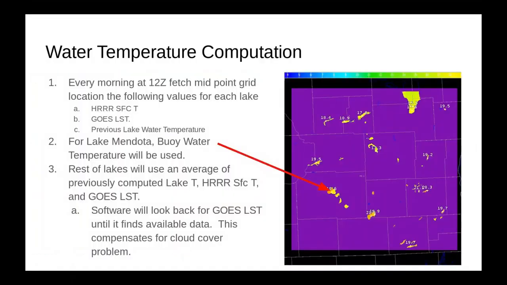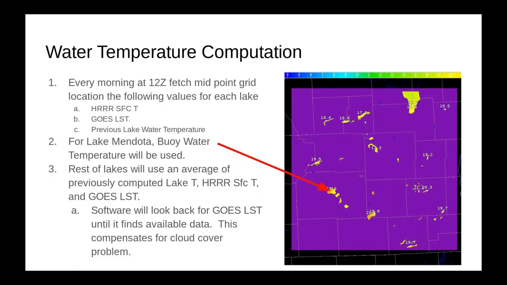So for the water temperature computation that I chose, I decided that I could only actually do this in the morning, because most of the year we're going to be warming up, and the coolest the lake's going to be is in the morning. I didn't want to get a lot of the warmer temperatures that we were seeing from the HRRR in the afternoon, as well as the land surface temperature from GOES, that was also showing a big bias in the temperatures in the afternoon. So I decided I'd only fetch the midpoint of each lake once a day at about 12Z in the morning.